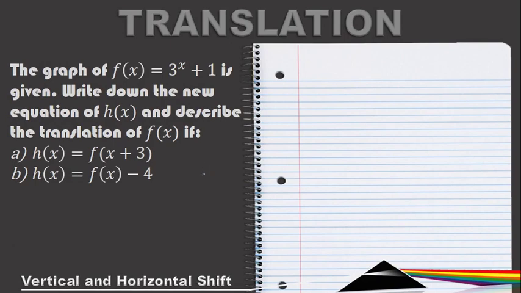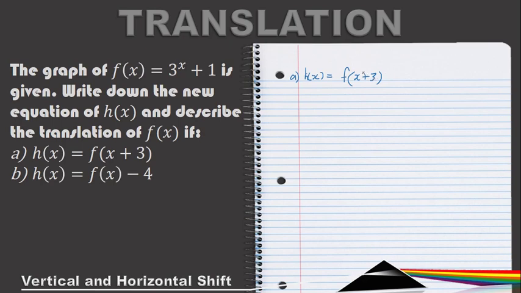The graph of f of x equals 3 to the power of x plus 1 is given. Write down the new equation of h of x and describe the translation of f of x if h of x is f of x plus 3. So h of x is equal to f of x plus 3. In this case, our graph has been shifted 3 units to the left.